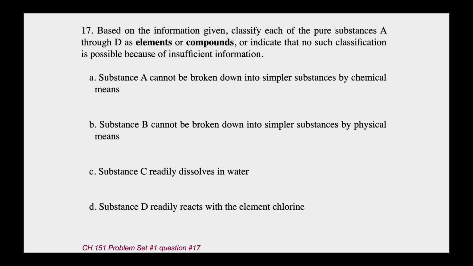Here are 4 substances, and I'd like you to try and tell me if you think they're elements, compounds, or maybe we just don't know because we don't have enough information. And remember, in science, it's okay to know that you don't know something. So the first one says it can't be broken down into simpler substances by chemical means. That's going to be the element, all right? You can't break elements down into other elements by chemical means.